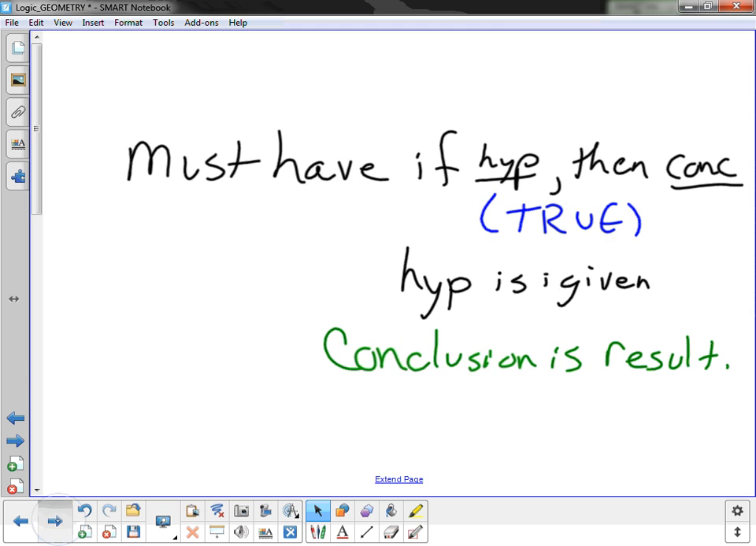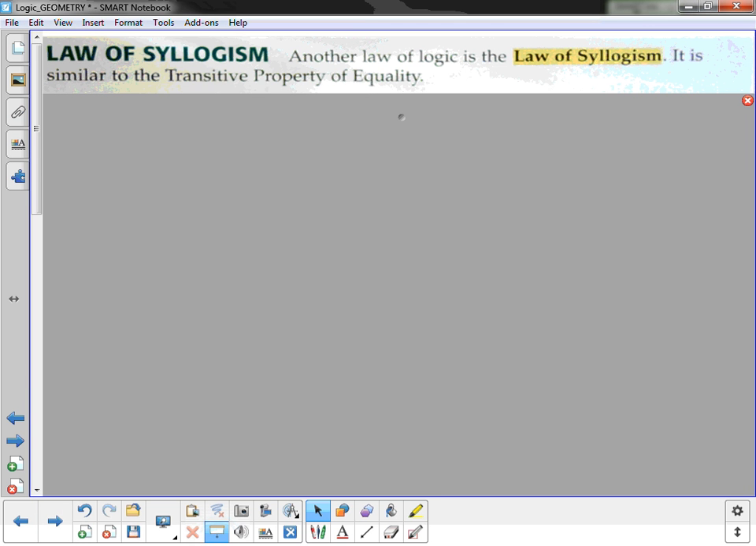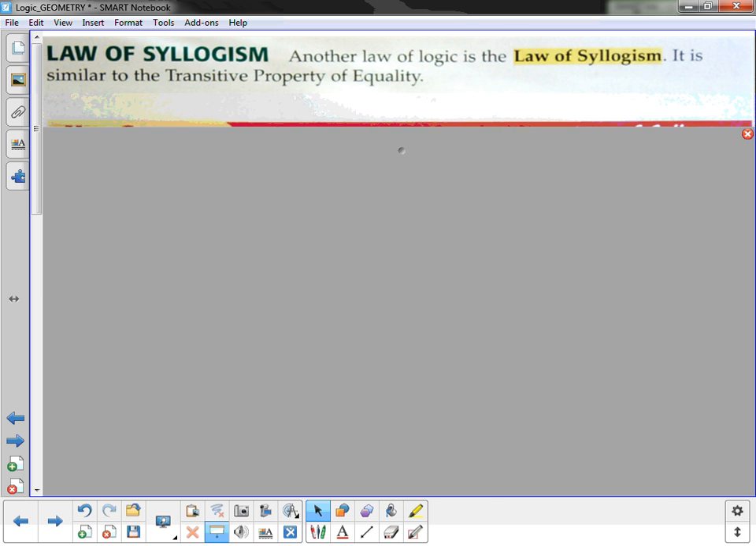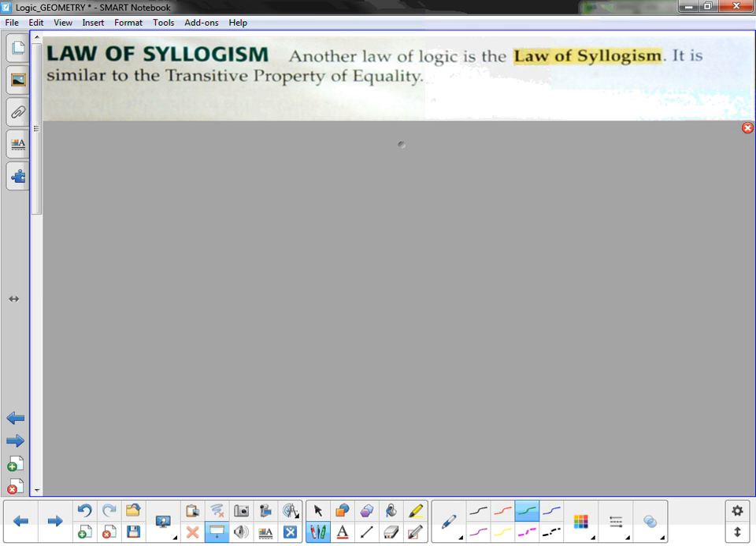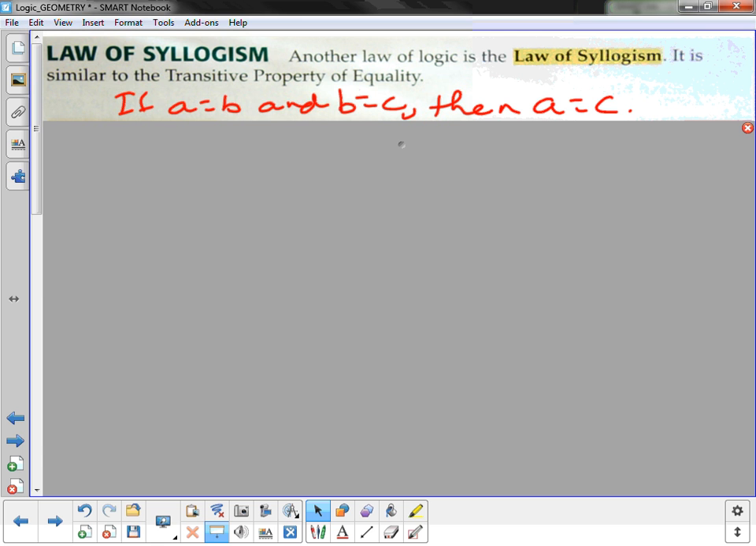Now, on the flip side, we got this thing called the law of syllogism. And according to the notes in the book, it's similar to the transitive property of equality. If you think back when we talked about the transitive property of equality, it was something along the lines that if A equals B and B equals C, then A must equal C. That was the transitive property of equality. And I know we talked about it.